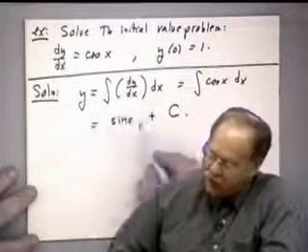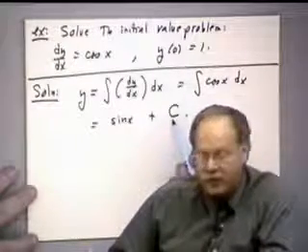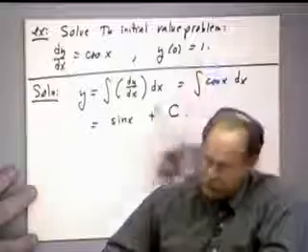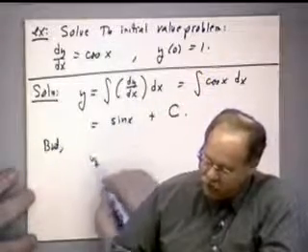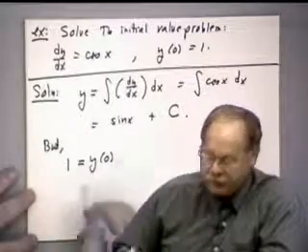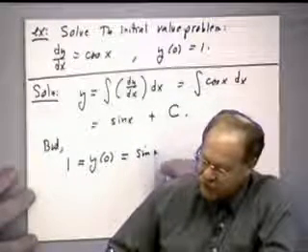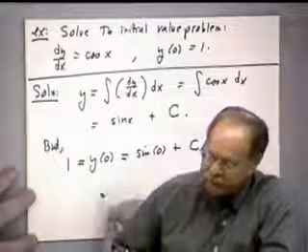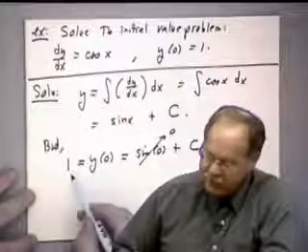Now, this gives us y as an infinite family of curves. We want to have one specific curve, the curve that has this property. So we'll go ahead and use that information. We know that if you take y and evaluate it at 0, on the one hand, on the left, you get 1. On the other hand, it has to be this function. So it's going to be the sine of 0 plus c. But of course, sine of 0 is just 0, which means c must be equal to 1.